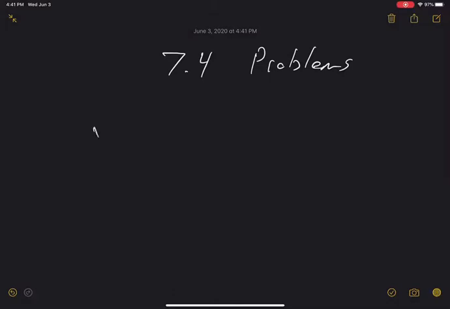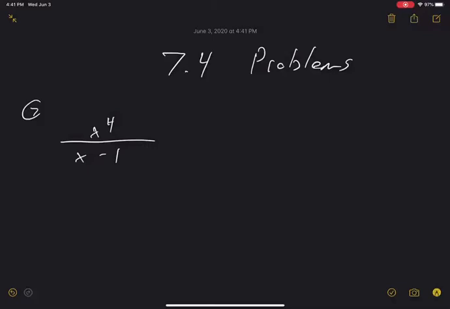So first of all, let's deal with this situation. This is number 7 in the textbook. When we're doing partial fractions, let's say we're integrating this. The first thing we need to do is make sure the degree of the top, the numerator, is smaller than the degree of the bottom. We don't have that in this case. The degree of the top is 4, the degree of the bottom is 1.